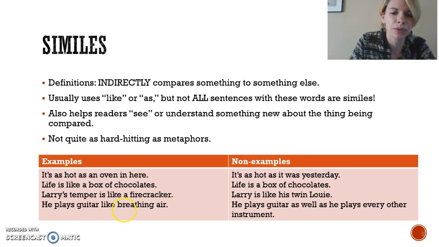He plays guitar like breathing air. So the way he plays is being compared to breathing air with the word like. He plays guitar as well as he plays every other instrument. So this one is not a simile because it's just a fact. These are just facts. It's not showing you anything new.